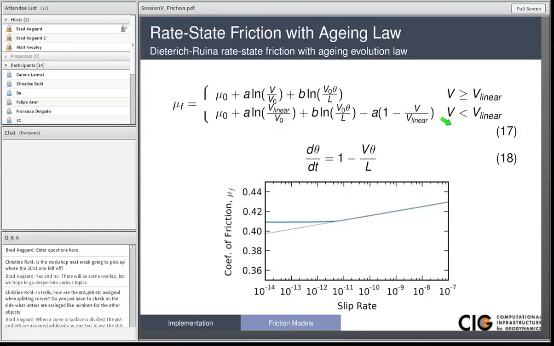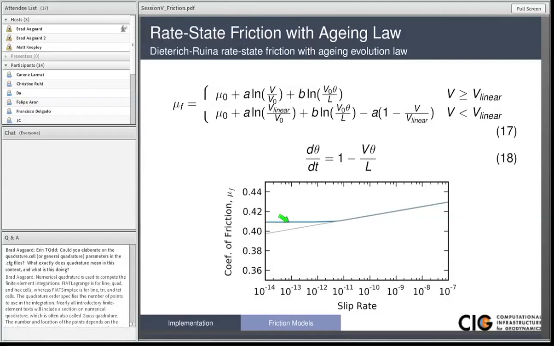If we look at the coefficient of friction for a given value of the state variable as a function of the logarithm of slip rate, or slip rate on a log scale, here's our V linear threshold. So above that, we have a straight line in logarithmic space. But here we have our deviation where we have just a linear variation in the coefficient of friction with slip rate. And this gives a little more stability when we're trying to detect the slip at very small slip rates.